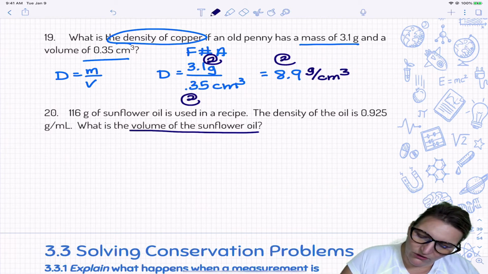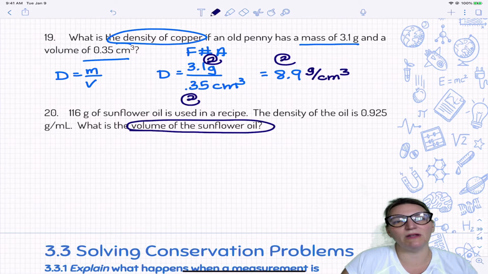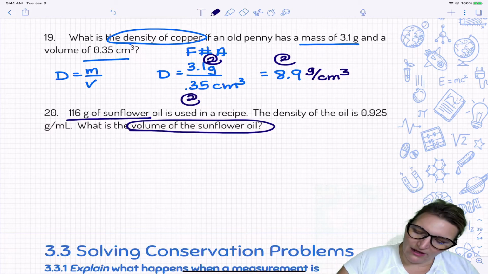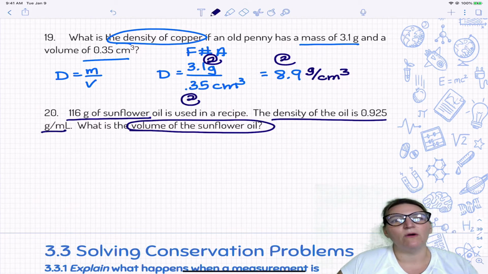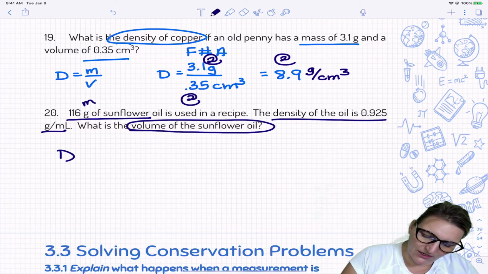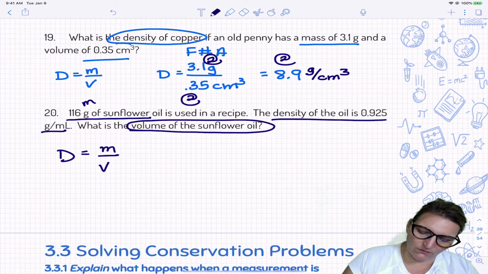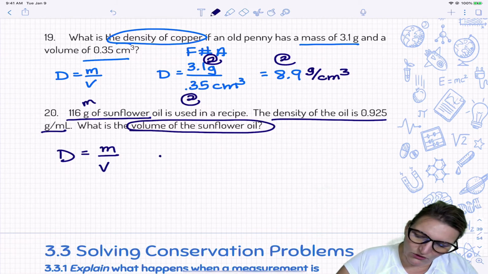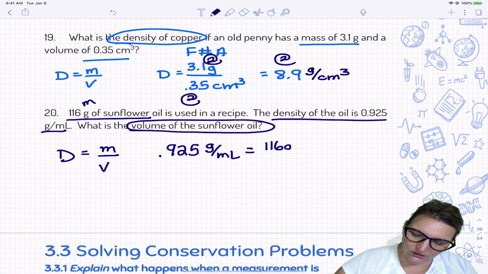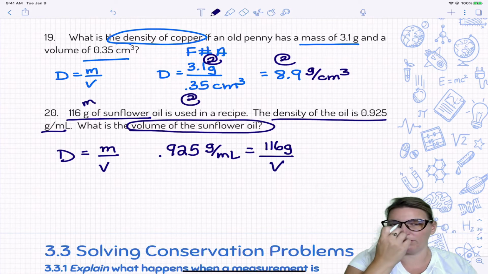So right there, the volume of the sunflower oil, that's what the question is asking me to find. I have the 116 grams, and then I have the density. As a reminder, when you think of grams, you need to remember that grams was measuring mass. It doesn't say mass in this problem, but I know that that's going to be mass. So again, same thing we do every time. Density equals mass over volume. Now this time I actually know the density. So 0.925 grams per milliliter equals, the mass is 116 grams, and then the volume, I don't know. So I just leave that there.